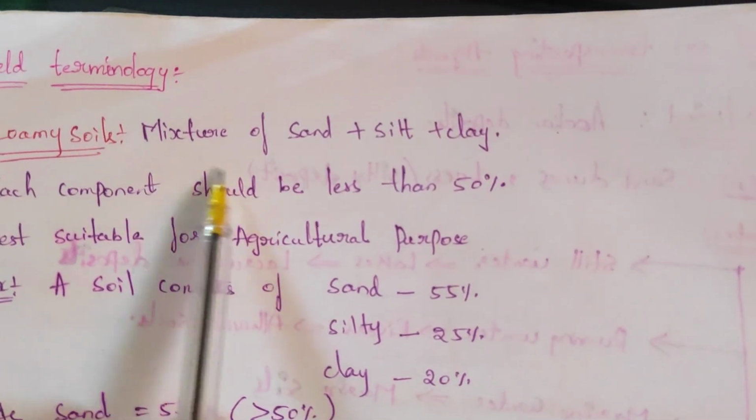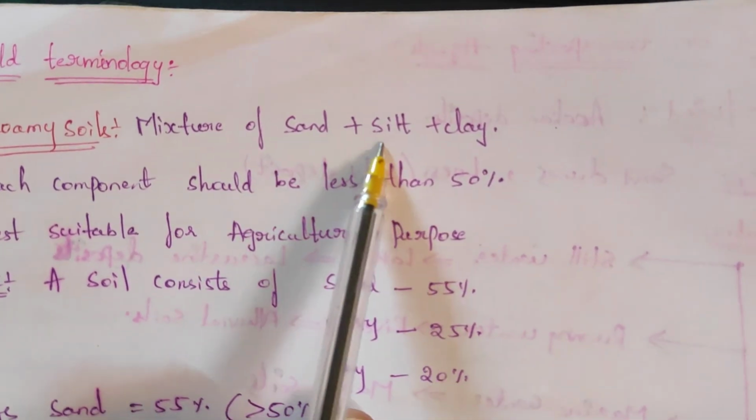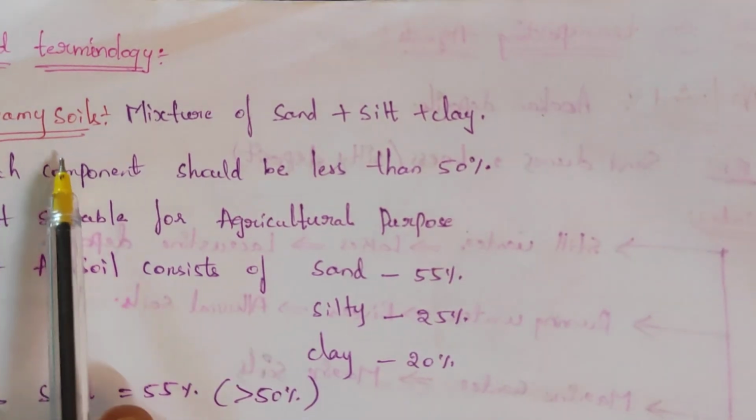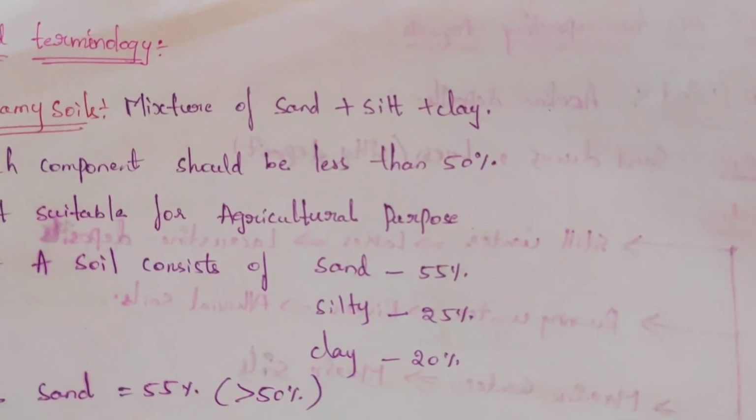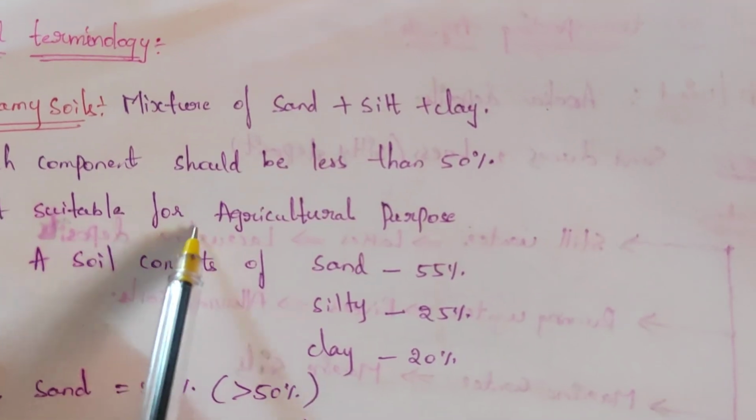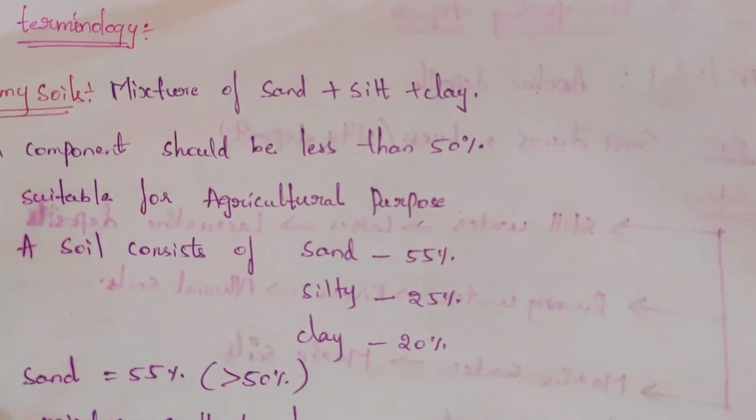What is loamy soil? A mixture of sand, silt and clay is called loamy soil. Each component should be less than 50%. So these loamy soils are best suitable for agriculture purpose only.